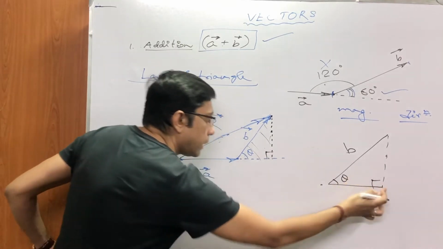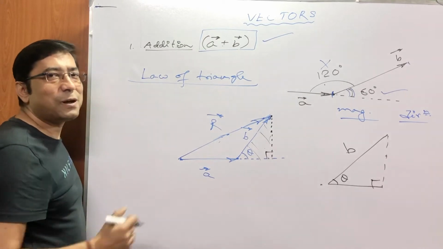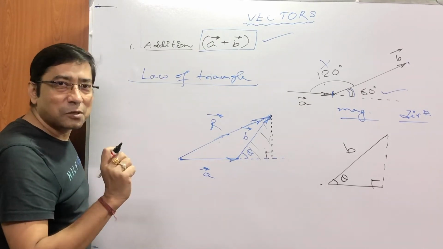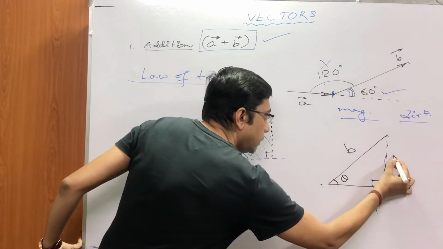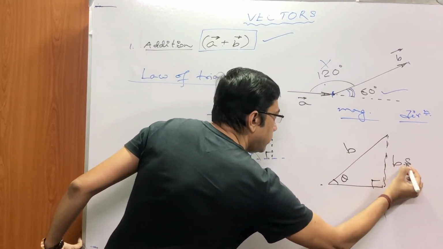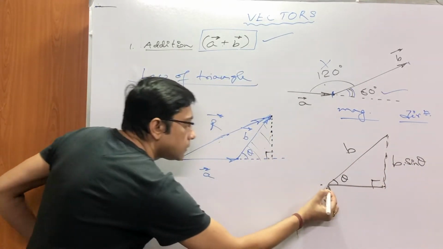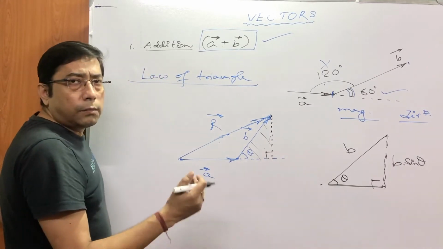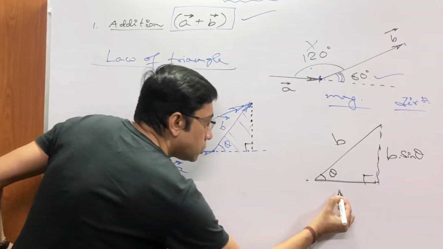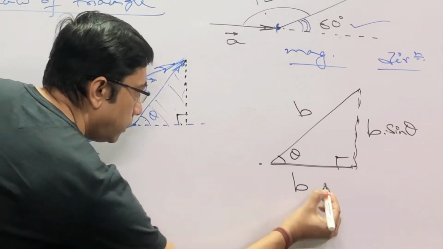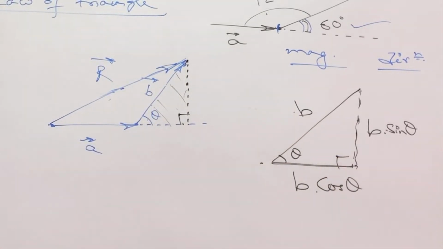This is 90 degrees. So can we say that this is the hypotenuse? And do you know that sine theta equals perpendicular by hypotenuse? So perpendicular equals sine theta into hypotenuse. So this is the perpendicular given by hypotenuse into sine theta. So this is b sine theta, and this is the base of the triangle. So that is given by b into cos theta. Why? Cos theta equals base by hypotenuse. So base equals hypotenuse into cos theta. Hypotenuse here is b.